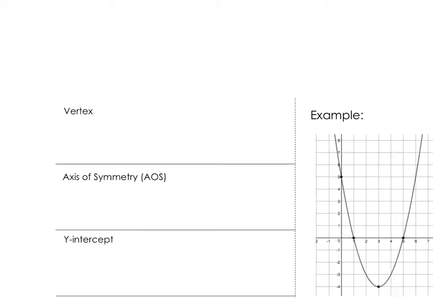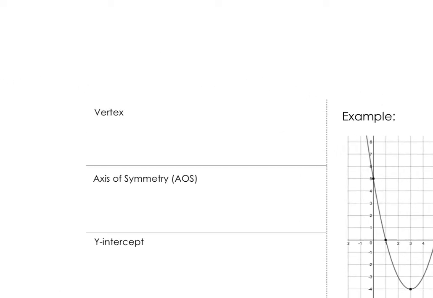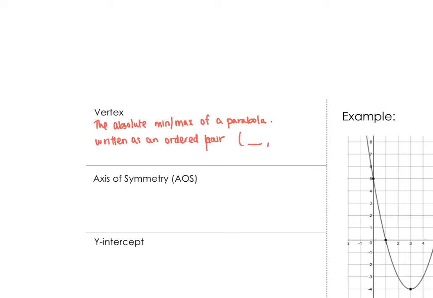All right, so let's write down the definition here. So the vertex is the absolute minimum or maximum of a parabola. The way we write the vertex, since it is a point, we write it as an ordered pair. So it's written as an ordered pair. Something, comma, something.